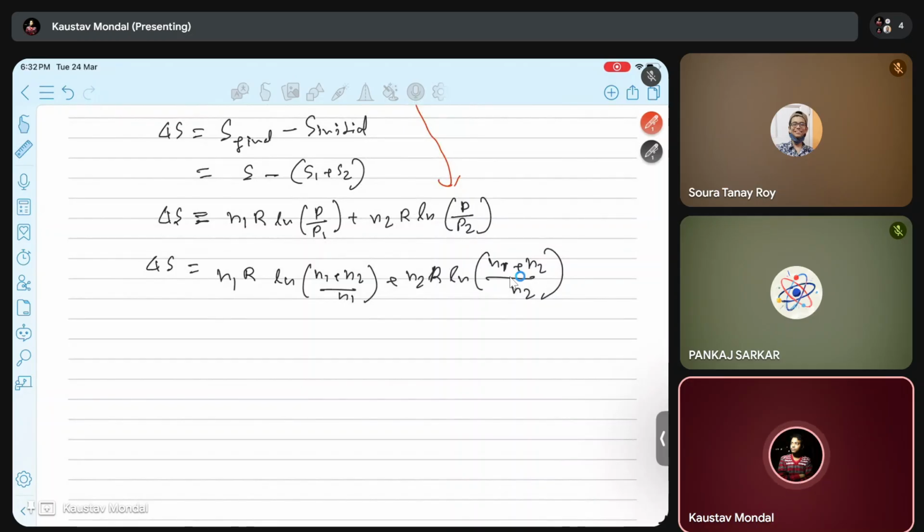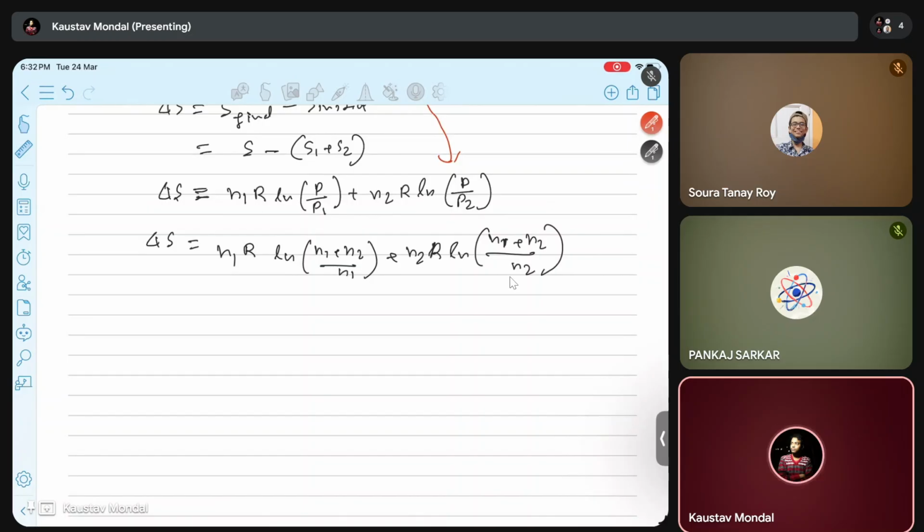Instead of two types of gas, let's suppose n types of gas are there, and you are mixing n types of gas. For that case, the general change of entropy for mixing, written in terms of summation, is delta S equal to the summation over i of Ni R ln (summation over i of Ni) by Ni.